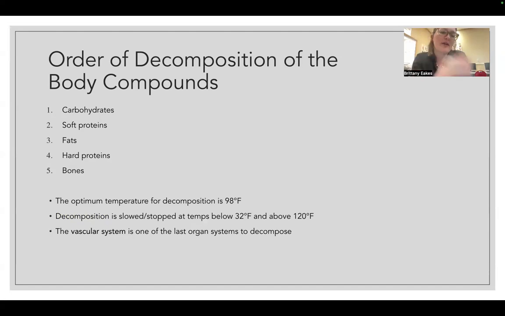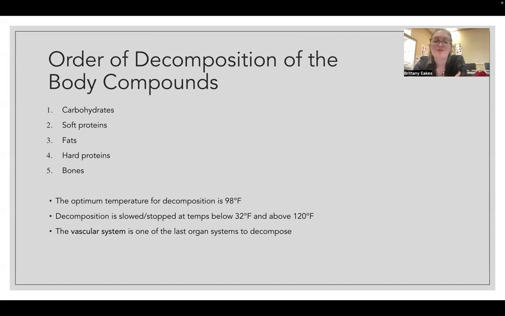So first the carbohydrates, then the soft proteins, followed by fats and hard proteins. The very last thing that would decompose in a body are bones, because they're inorganic, right? The vascular system is actually one of the last organ systems to decompose. These are just a few trivia right here.